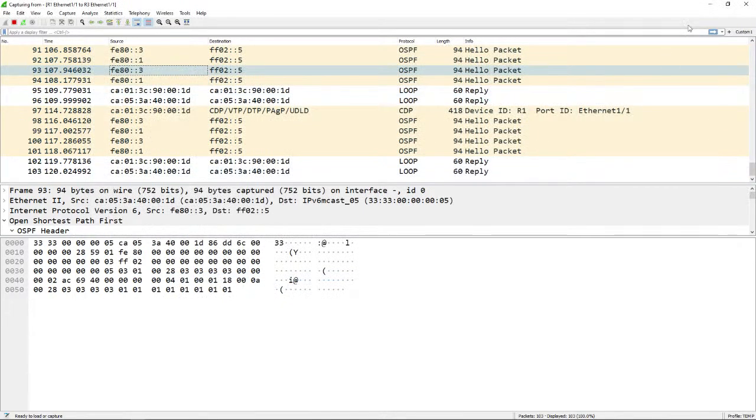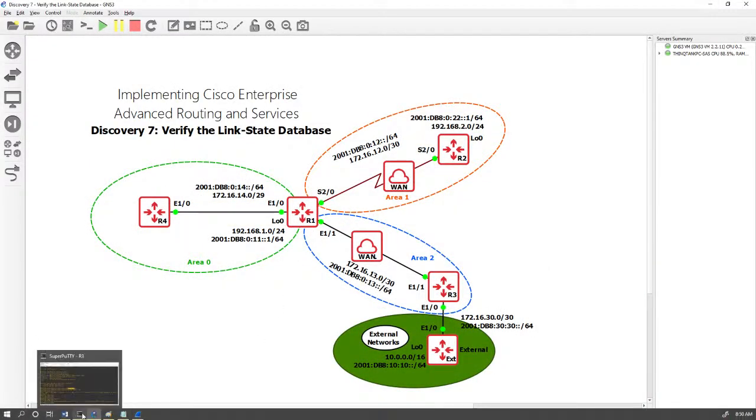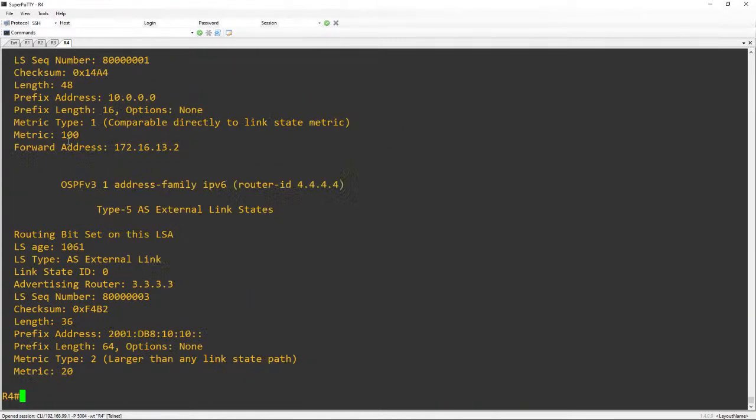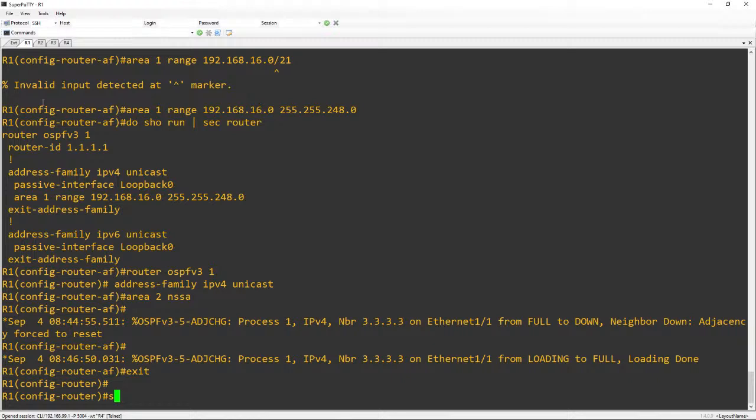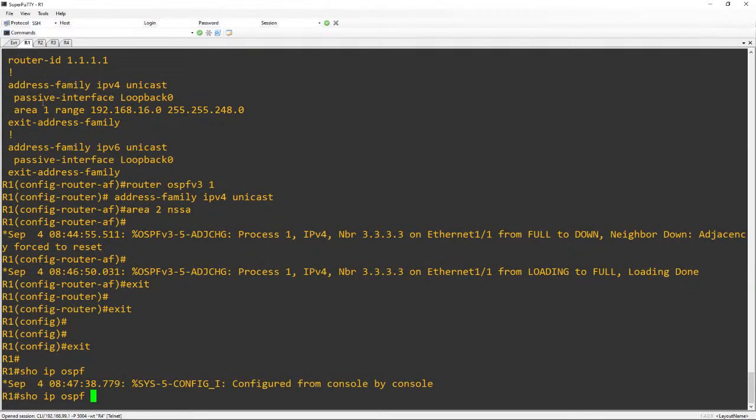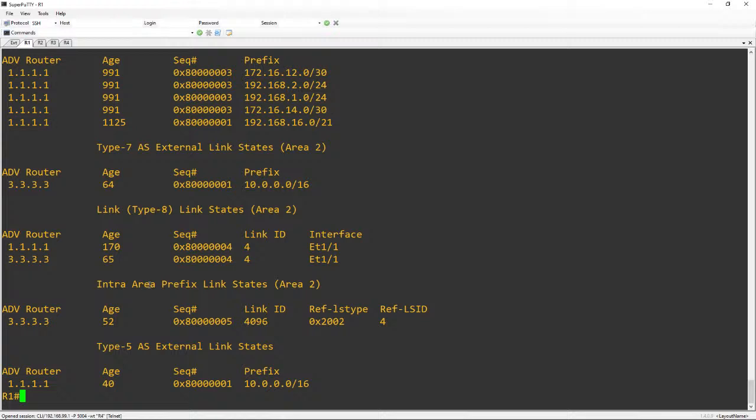So what does that mean from the perspective of my link state advertisements? If I go to router 4, nothing changes. I'm still going to see on router 4 the external LSA, type 5. But if I go to router 1 and I look at the database on router 1, show OSPF v3 IPv4 database, you will see that I'm getting type 7s in area 2. I have to look at the specific area.